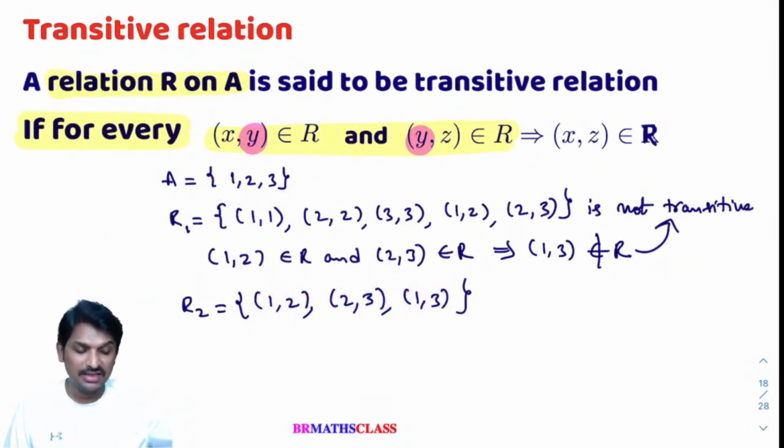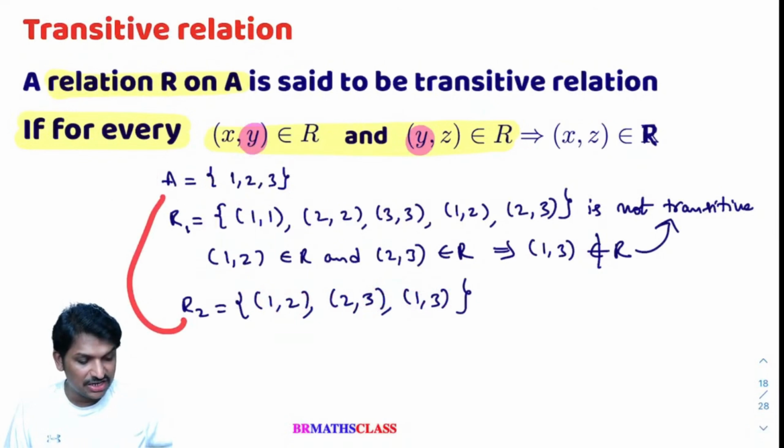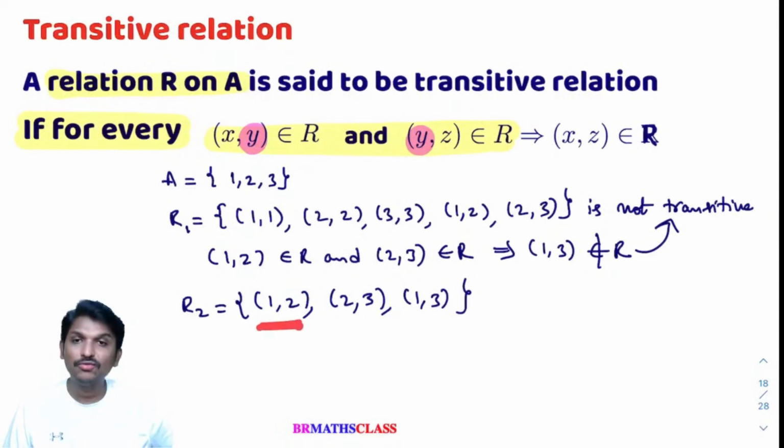Now my question is, is this relation a transitive relation or not? How to check whether a relation is transitive? You take this (1,2). It ends with 2. Now you look for the ordered pairs which start with 2. Here this is there: (1,2), (2,3).